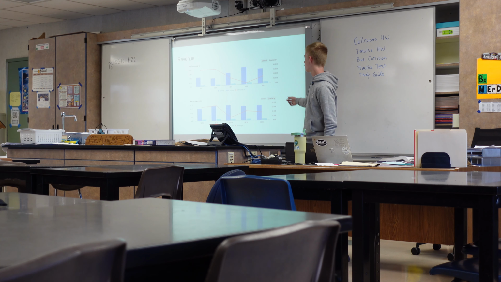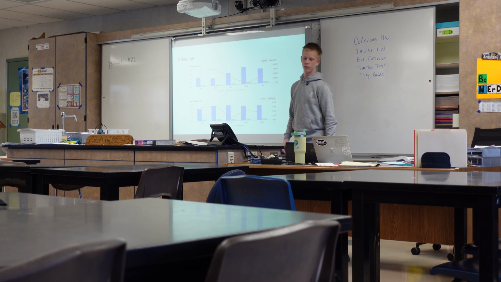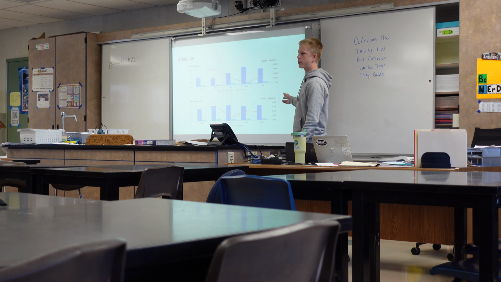Oh yeah, and by the way, the dark blue bars are the revenue, and the light blue is the net income. So anyone have any questions about this? Okay.